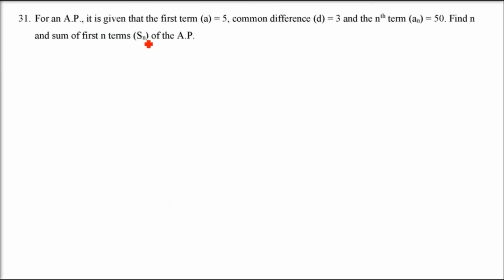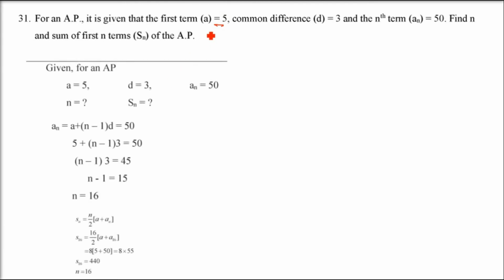For an AP, it is given that the first term A equals 5. Common difference D is 3. The Nth term, that is AN, is given as 50. Find N and the sum of the first N terms Sn of the AP. So you need to write all those things which are given. It's always a good idea: whatever is given on one line, and what is not given on the second line. So N and the sum up to N terms we have to find.